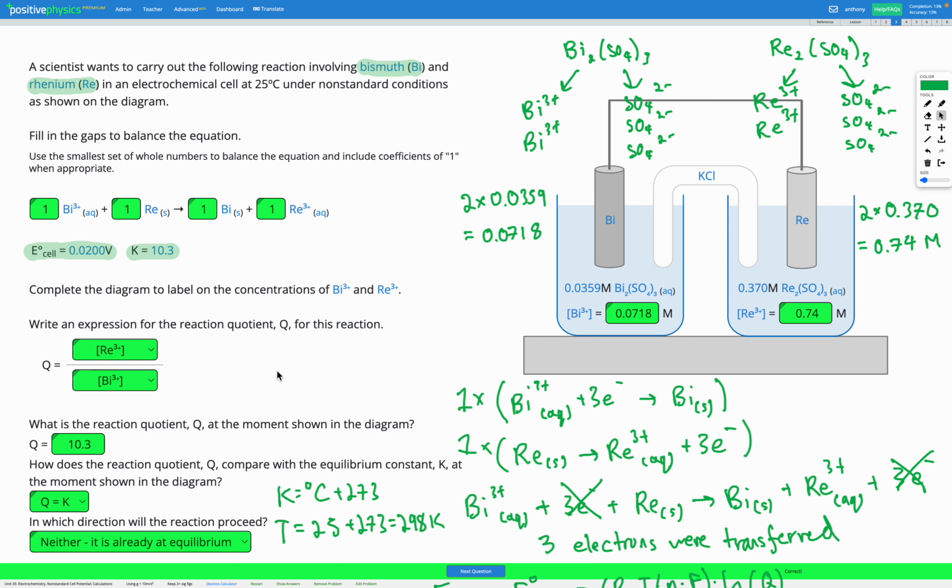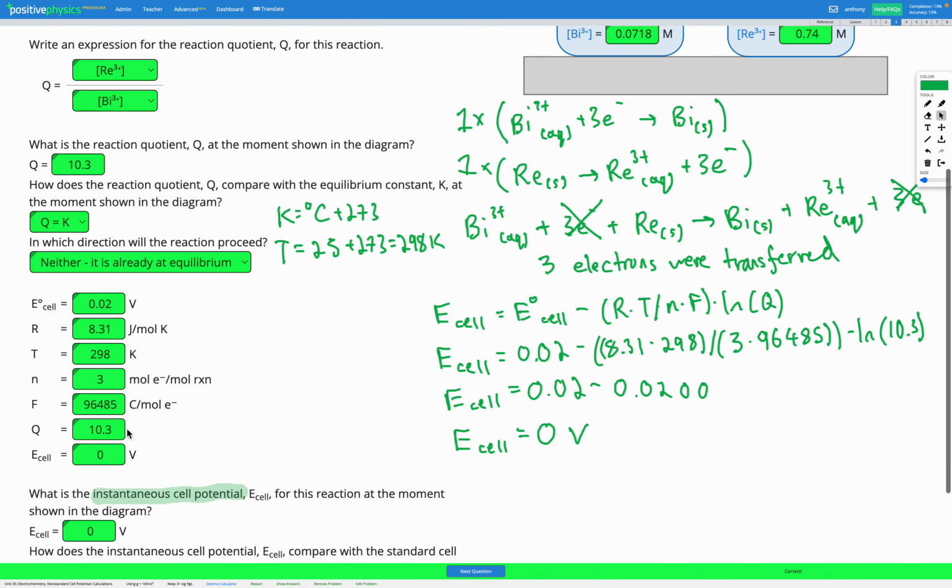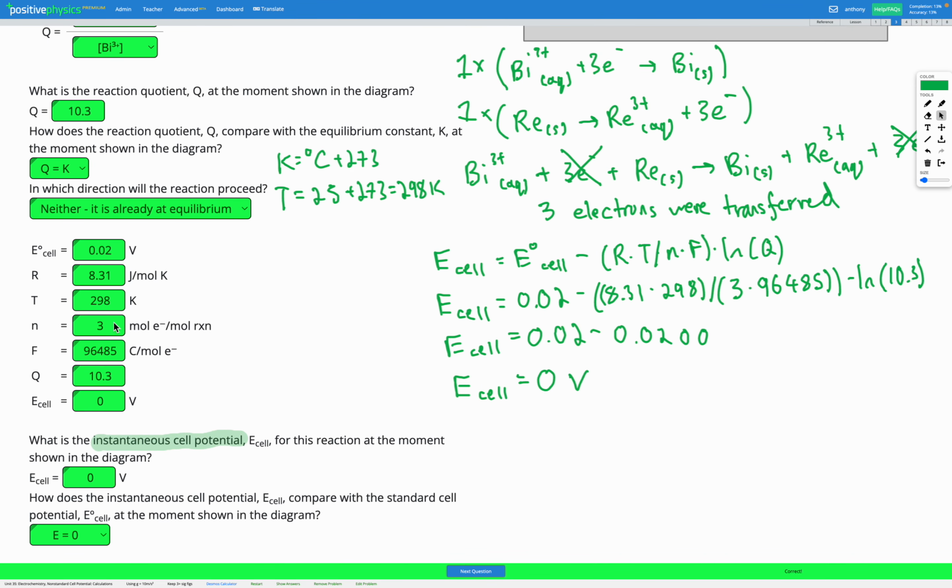So we have a lot of steps in this problem. We start by balancing our equation by writing out our half reactions. Then we're going to calculate the concentration of our ions in our solution. Next, we're going to write an expression for Q and substitute in our concentrations to calculate Q. Then we're going to use that Q value in our equation for the instantaneous cell potential, along with n, the number of moles of electrons transferred per mole of reaction, the temperature provided in the question, the standard cell potential, and the constants molar gas constant and Faraday's constant. We're going to put those all into our equation to calculate the instantaneous cell potential at that moment. And what we'll find is that it matches up exactly with what we predicted from the previous conceptual skill.